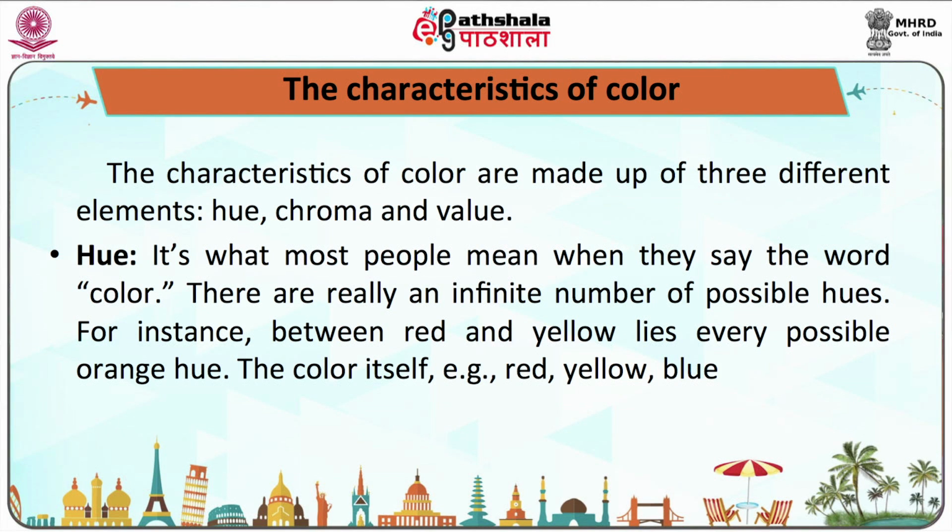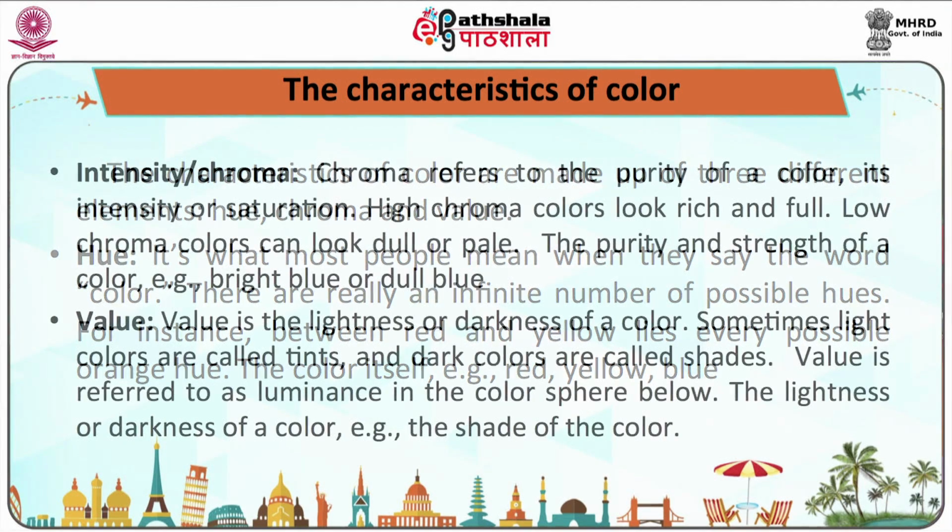The characteristics of color are made up of three different elements, that is hue, chroma and value. Hue is the most obvious characteristic of a color. It is what most people mean when they say the word color. There are really an infinite number of possible hues. For instance, between a red and yellow hue, every possible orange hue lies. The color itself, that is red, yellow, blue.